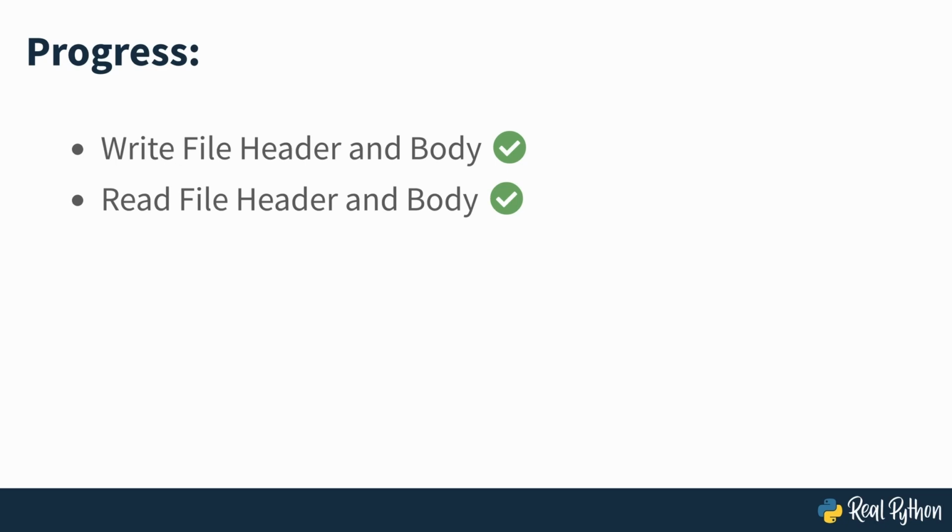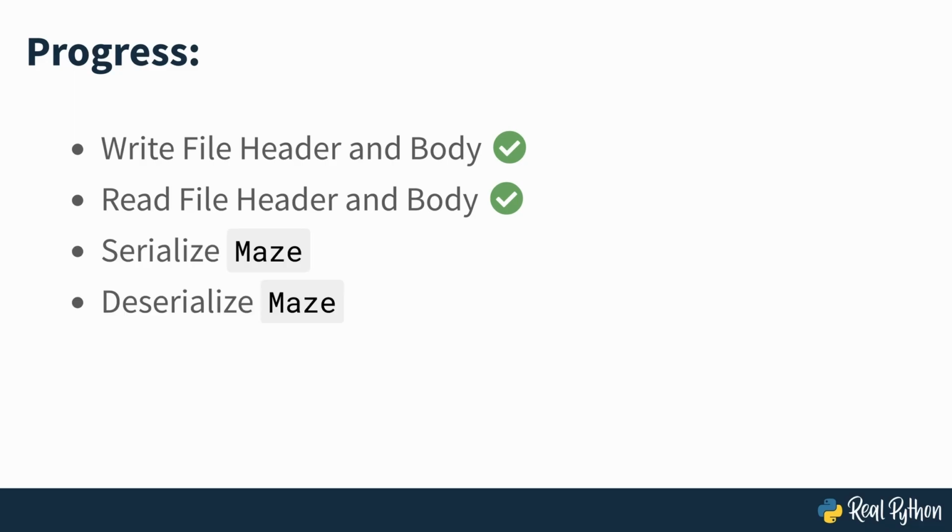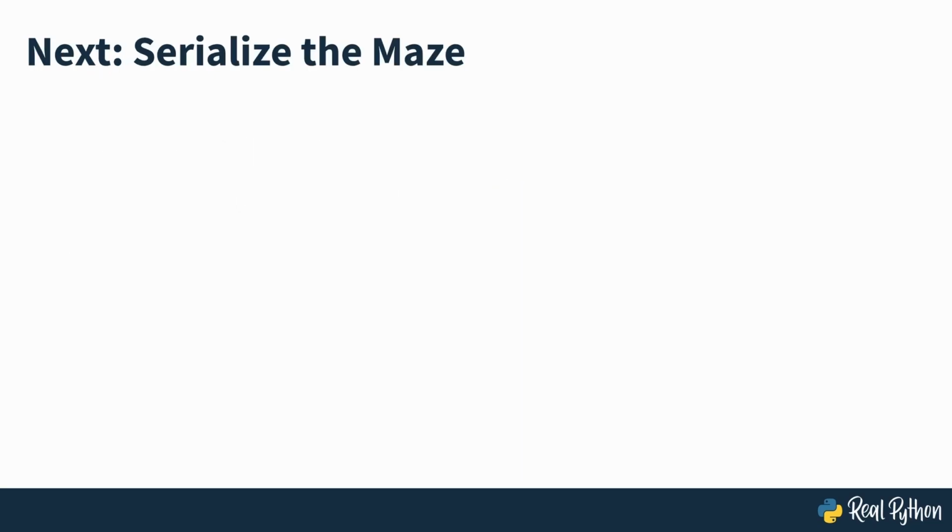So now you can individually write and read the file header and body, which are low-level details of your custom file format. But you still need to serialize and deserialize the higher level maze object to allow it to be stored in the file. And that's what you'll be covering in the next part of the course, starting with serializing the maze.